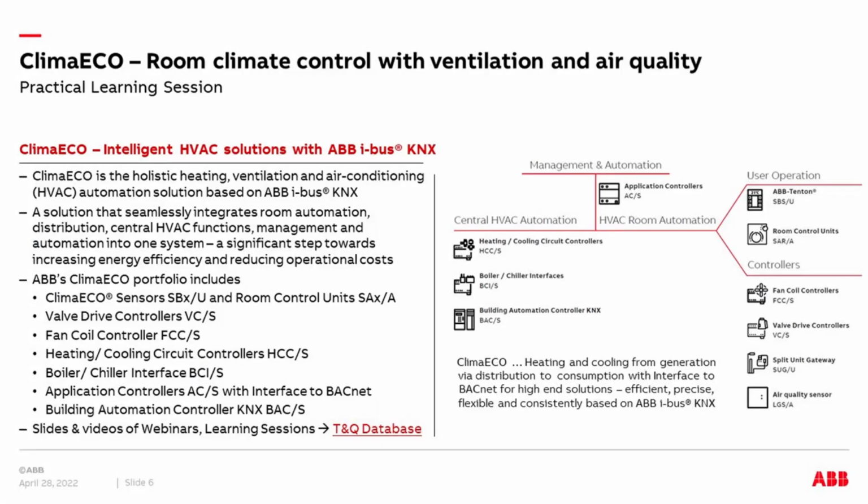Practical learning session. Let's have a small summary of the content we are doing today and the system behind. Of course, we talk about ABB KNX, and here's the ClimaECO range, which defines our HVAC solutions, all the products behind, all the solutions. ClimaECO is a holistic heating, ventilation, air conditioning, HVAC automation solution based on ABB KNX. So not only room control, but also the distribution part with the heating, cooling, circuit controller, the interface to the boiler, the chiller, the source of the hot and cold water is possible, including automation, including interfacing to BACnet, all these components we have here in our ClimaECO range.